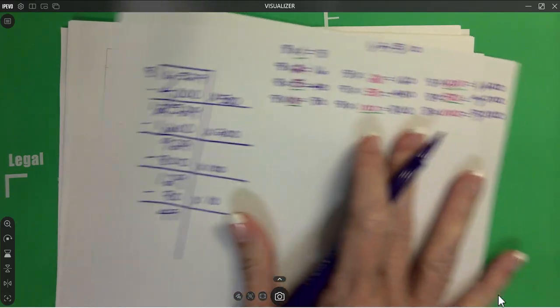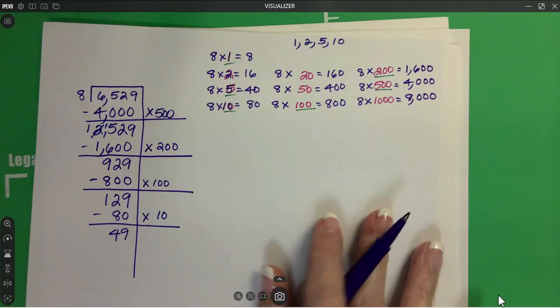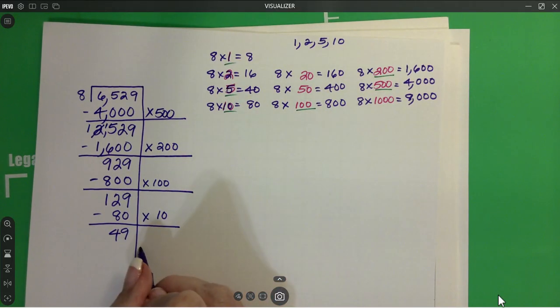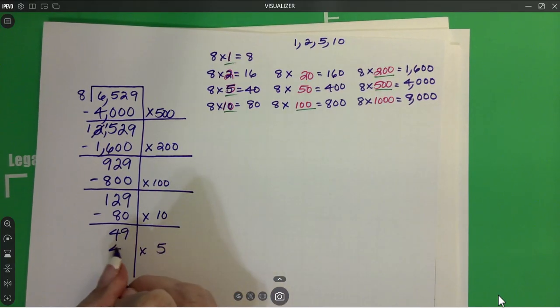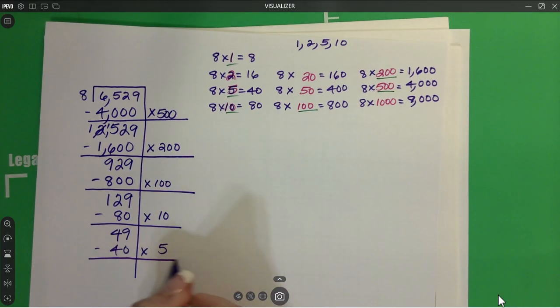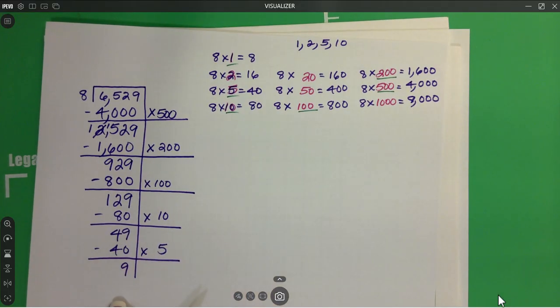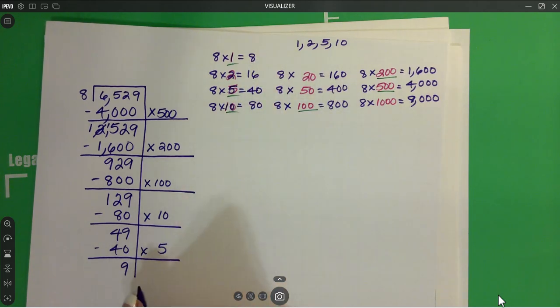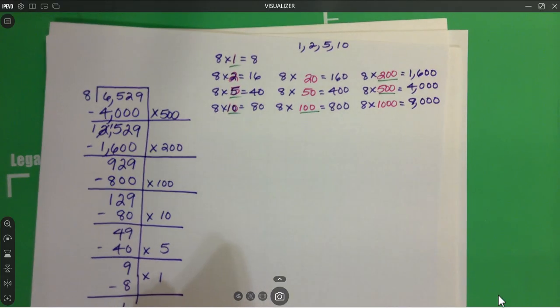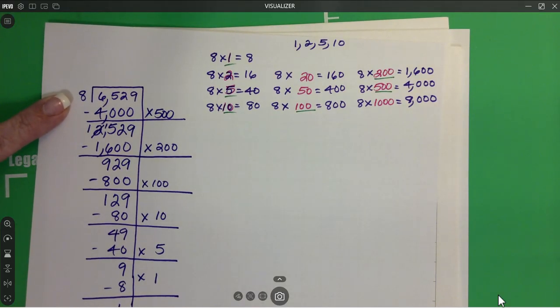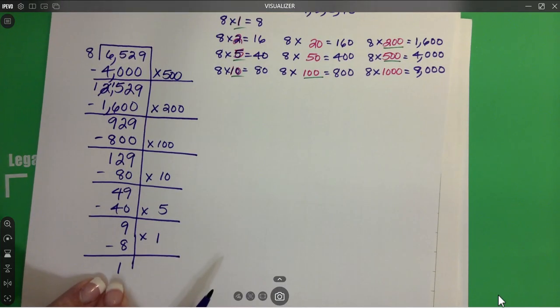I could look over in my list over here and see if there's anything I can take out. And I can see that I can take out 40. I can multiply 8 times 5 to get 40. And subtract that. 9 minus 0 is 9. I'm left with 9. I could still go a little bit further. I can take out 8. So I'm going to multiply 8 times 1 to get 8 and subtract that, and I'm going to be left with 1. Now, my divisor here is 8. I cannot take 8 out of 1.